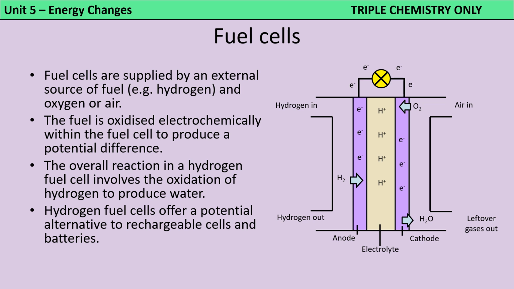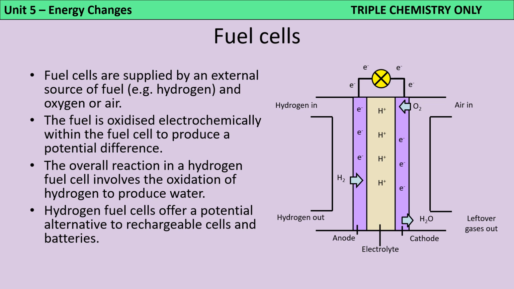Fuel cells are quite different to chemical cells and batteries. Whereas a chemical cell or battery has a finite supply of fuel that you use and that generates current and then it's gone, with a fuel cell you're continuously supplying an external source of fuel. And hydrogen fuel cells are a very, very common example of this.